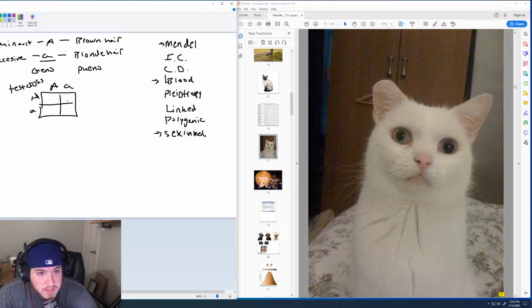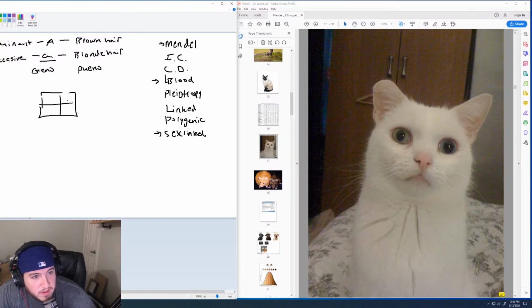So let me give you an example. Mendel's actual example was done with pea plants and flowers. So he's got two plants. I don't remember what the actual color was. Let's just say we've got two plants. Okay, so we've got two plants. We have a purple one and we have a white one.